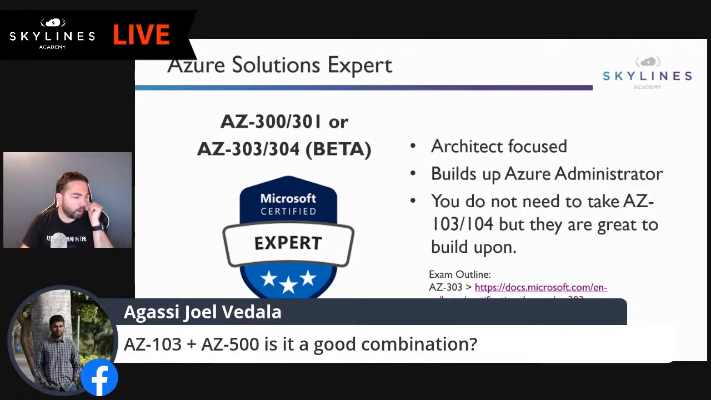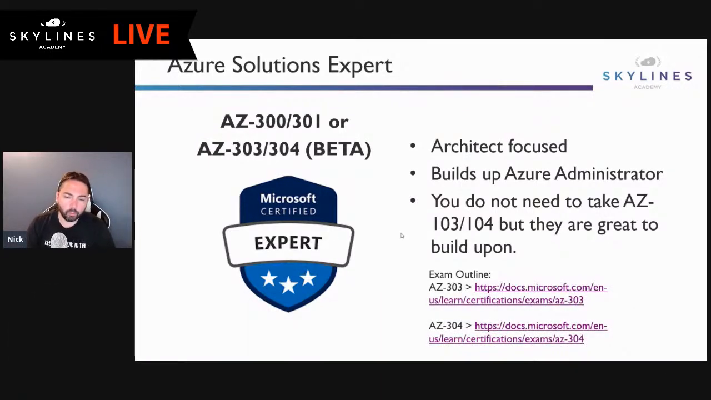We got one here: AZ 103 plus AZ 500 is a good combination. Yeah, I would say so. I think you could take just AZ 500 and you've probably got a lot of the same knowledge, because it builds upon AZ 103. But I still think there are things you learn in AZ 103, 104 that you don't learn in 500. And there are things in 500 that you definitely learn that you don't learn in AZ 103, 104, given the security focus of the exam. So I would say more is better than less, absolutely. It's worth going for both of those.